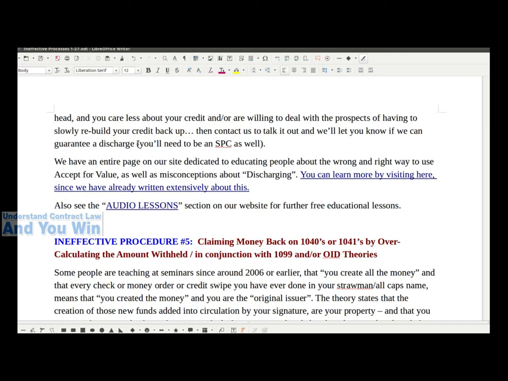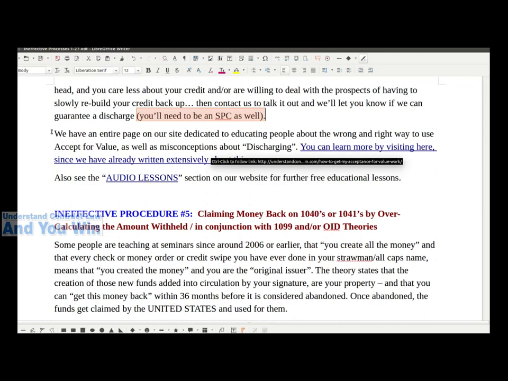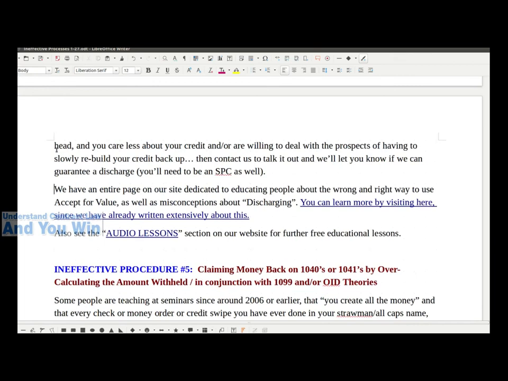And again, you'll need to be a secured party creditor as well. Otherwise, we are not capable of giving you a process with an expectation of a successful discharge. It's just not what we've seen. It's not what we've experienced. It's not what we believe. Maybe there's others out there that do things differently, but from us, you need to have that whole SPC process. We have an entire page on our website dedicated to educating people about the wrong and right ways to use accepted for value.